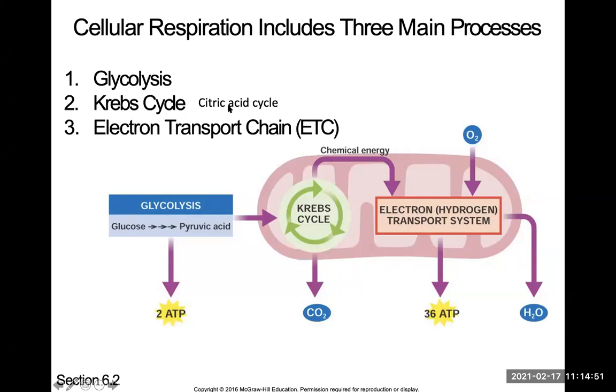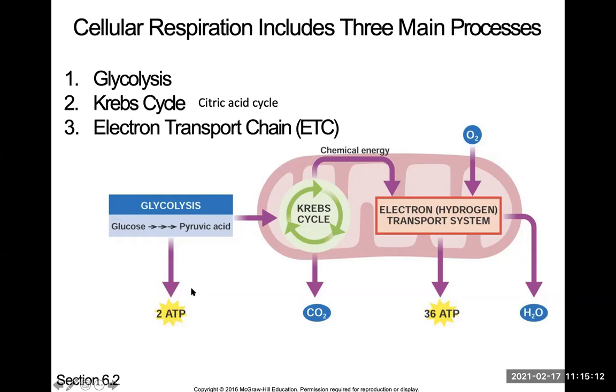Krebs cycle is also known as citric acid cycle. A lot of textbooks are calling it citric acid because they're trying to give it more to the function. So the first product that Krebs cycle produces is citric acid. So that's why they call it citric acid cycle.